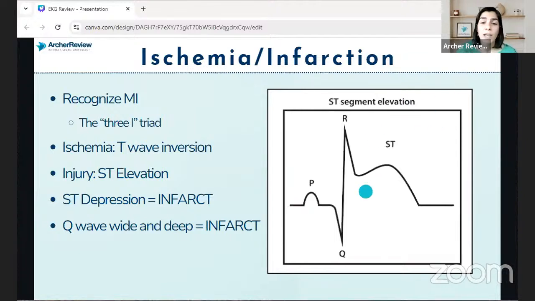So again, T wave inversion can indicate ischemia. If we get an ST elevation, that can indicate injury to those cardiac muscles. That could be either an acute or a recent infarct. And then ST depression is always going to be indicative of an infarct. So definitely want to watch for that. And also a wide and deep Q wave is going to be indicative of an infarct. And again, we're really trying to prevent those infarcts. So catching all of these early and intervening early is going to be really important.